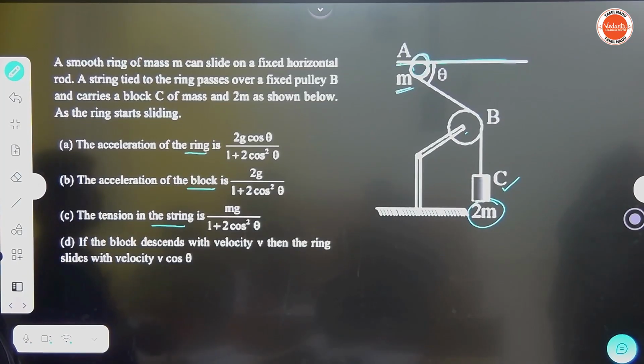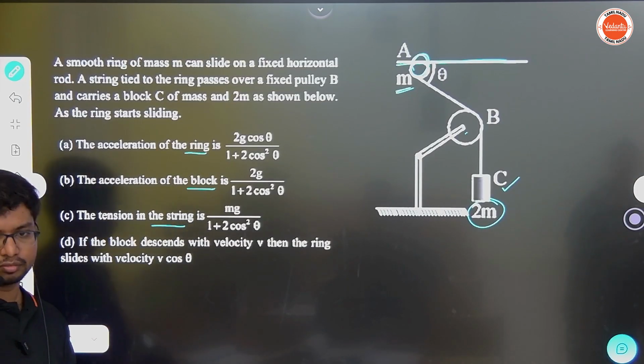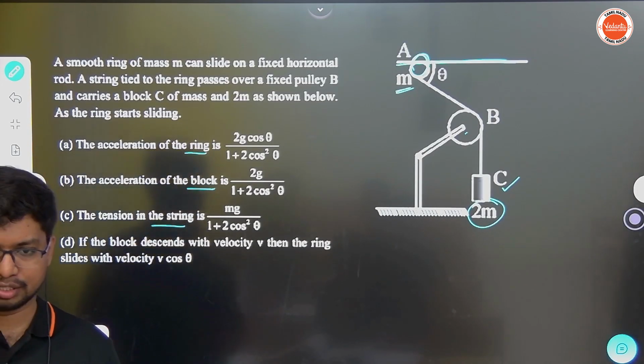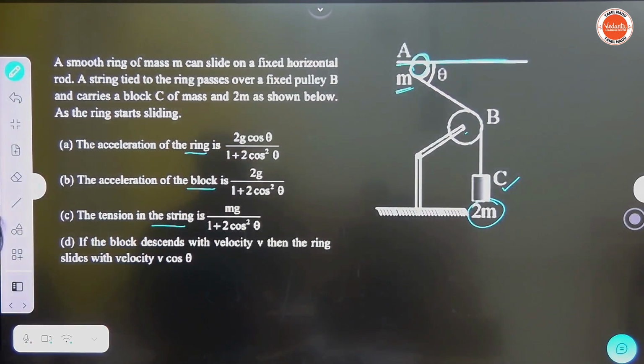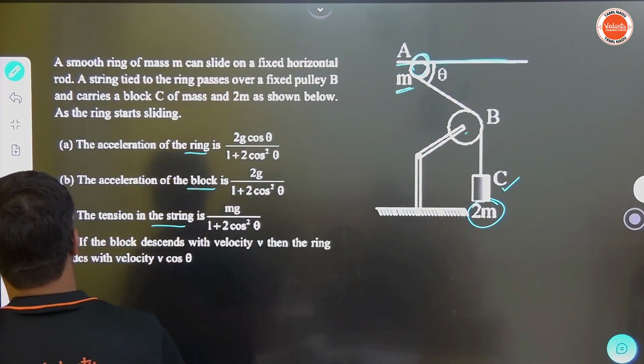So which method shall we adopt over here? They are not just asking the constraint relation. If it is only the constraint relation, then you can just write down the string length, equate that to L, and differentiate, double differentiate, and you will get the relation between the accelerations, right? But they are asking what is the acceleration of the ring, acceleration of the block, and all those things. Yes, right.